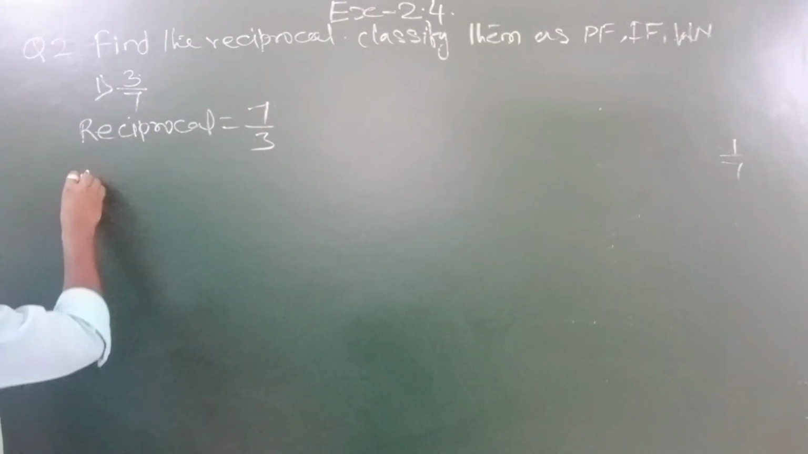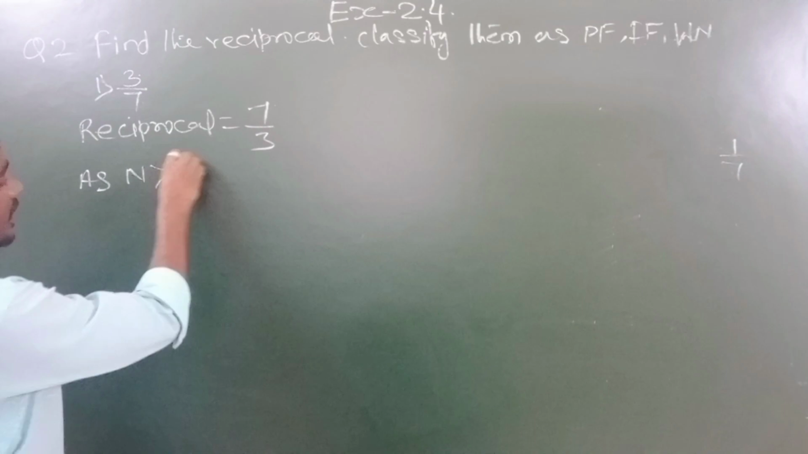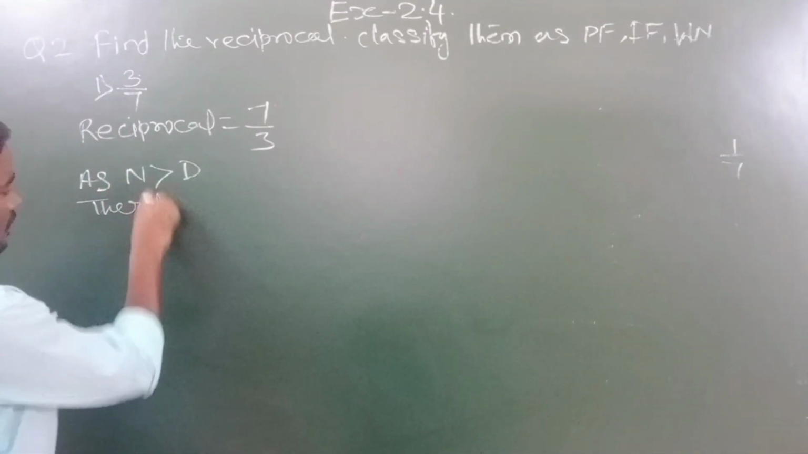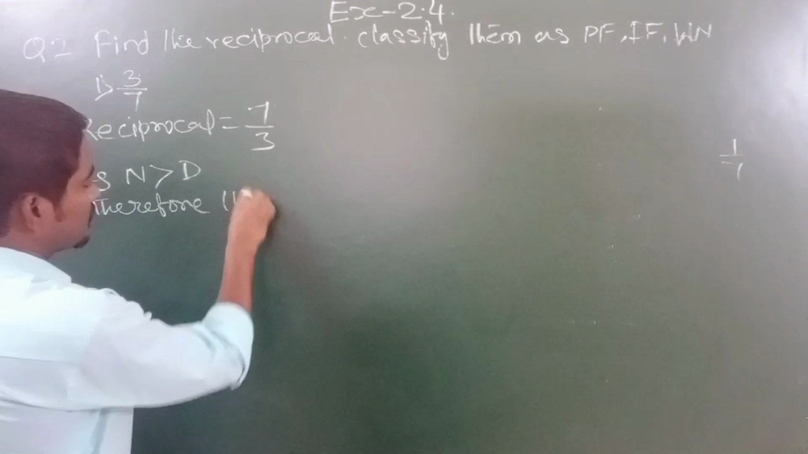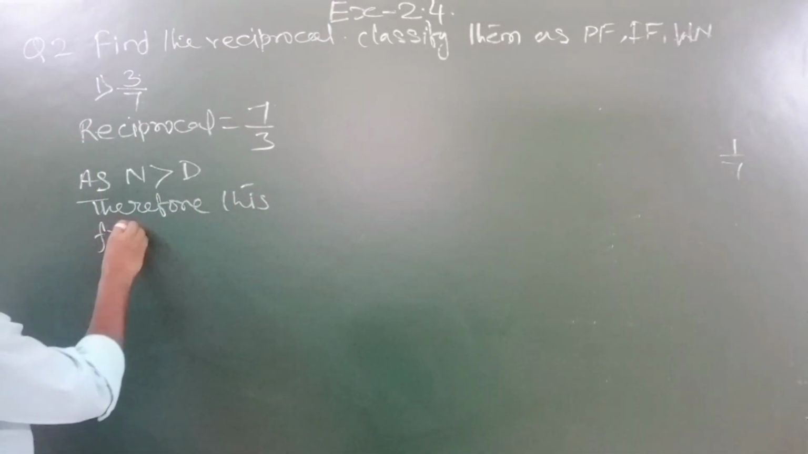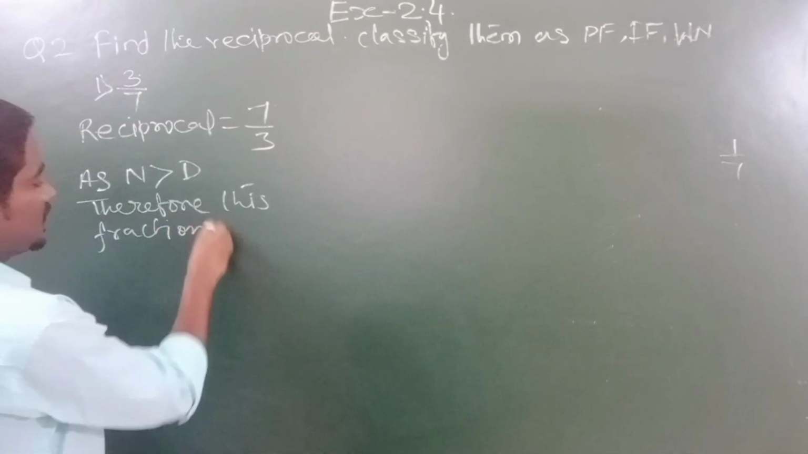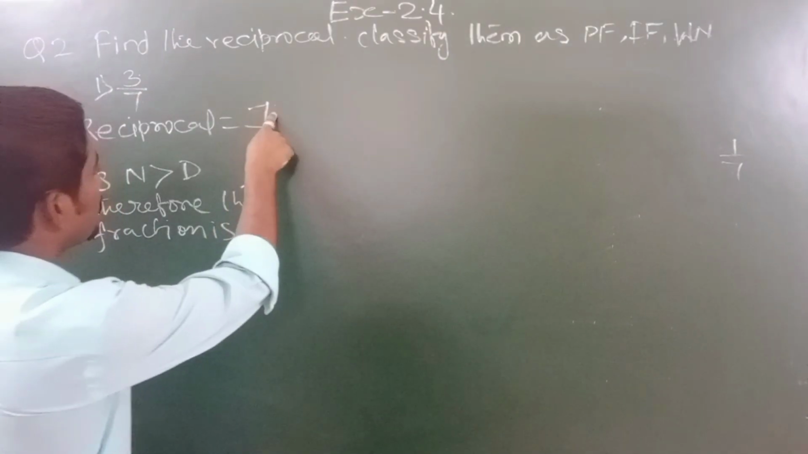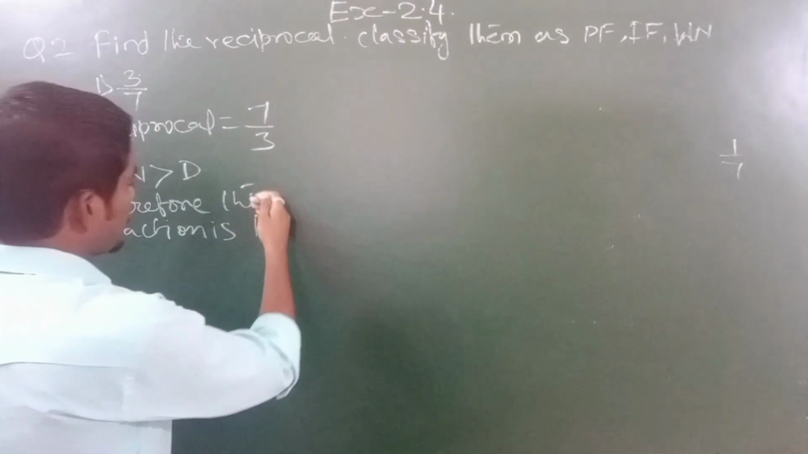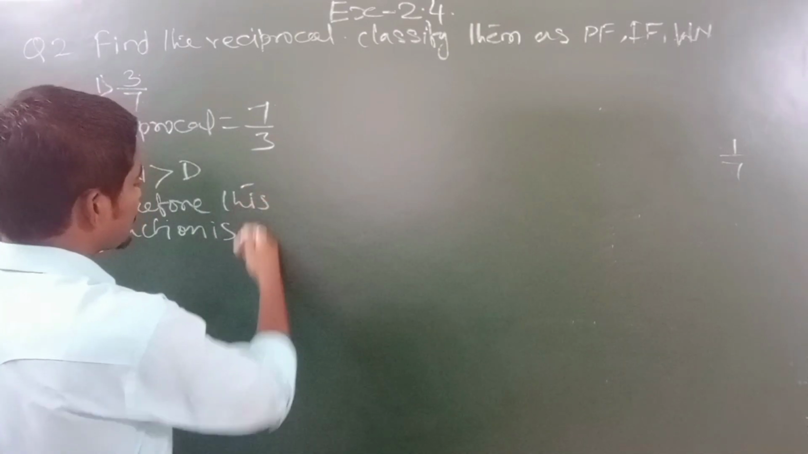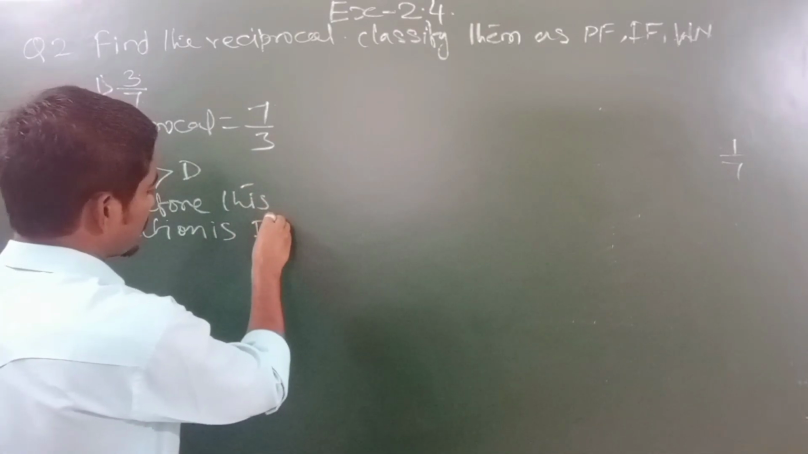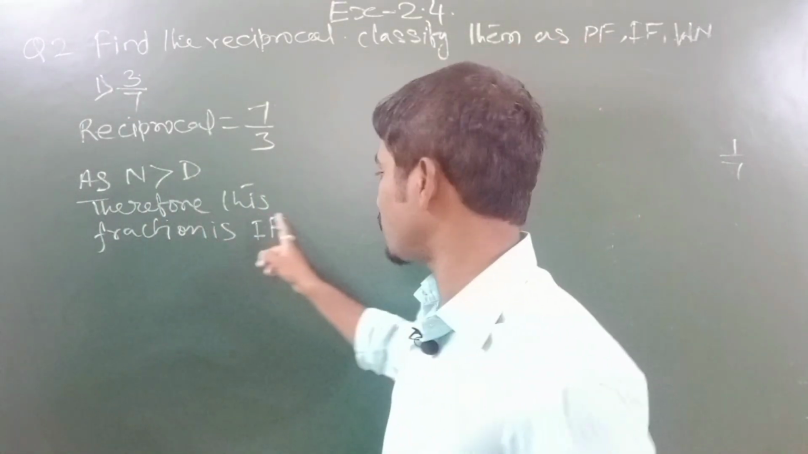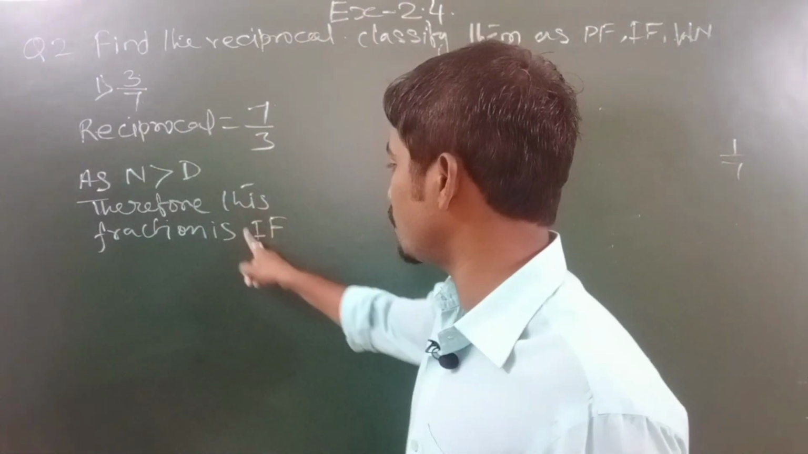Now here we will write: numerator is greater than denominator, therefore this fraction is, since numerator is greater than denominator, numerator denominator से बड़ा है, तो ये improper fraction हो गया, improper fraction. I am adopting this shortcut method. Students, you don't adopt it, you don't write like this.